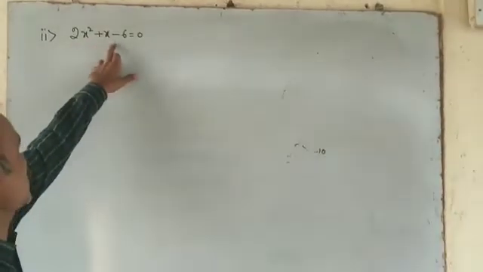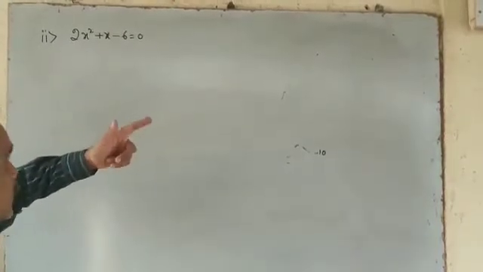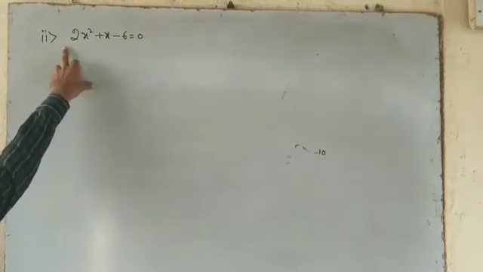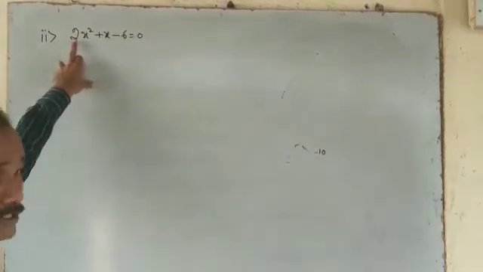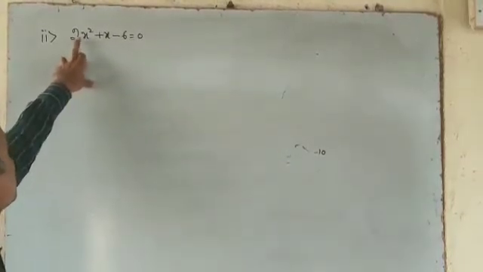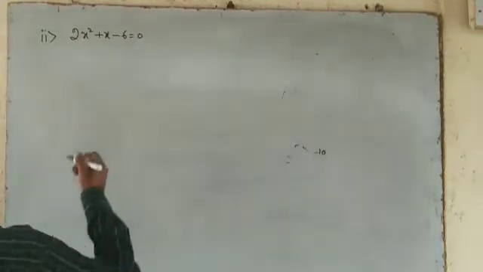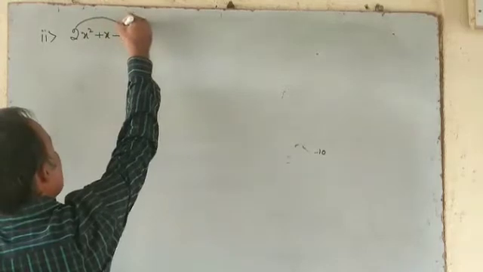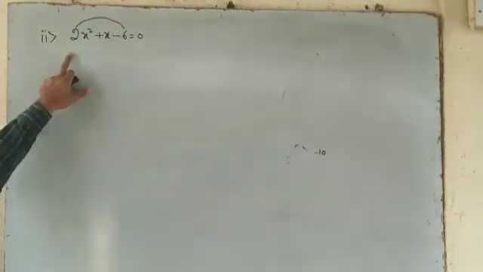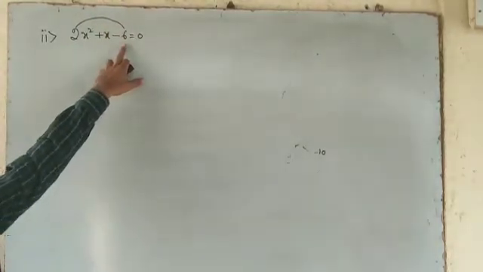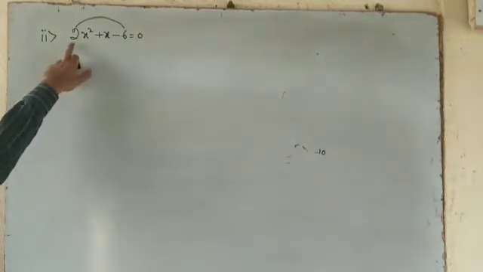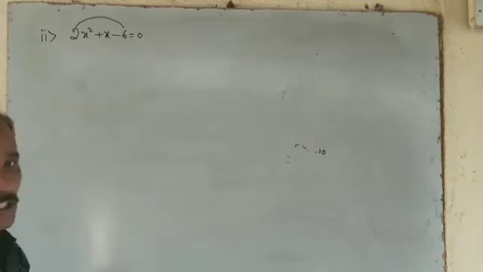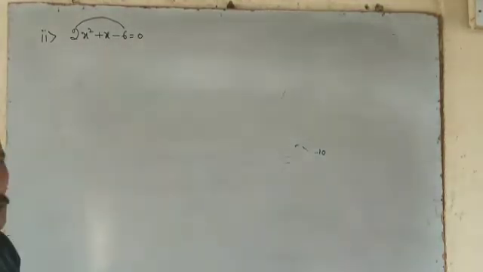2x square plus x minus 6. So compared to the previous question, where the coefficient of x square was 1, in question number 2 the coefficient of x square is 2. So in this case, what you have to do, first mark a and c. What is the value of a? 2. What is the value of c? Minus 6. I told you earlier, you have to convert the given equation in the form of ax square plus bx plus c is equal to 0. So it is already there.